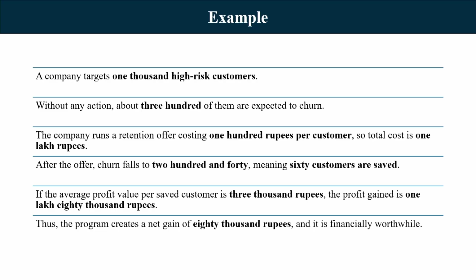After the offer, the churn falls to 240. Initially anticipated churn was 300, now the churn has fallen from 300 to 240, which means that we have retained 60 additional customers through these interventions. Now, we need to calculate the customer lifetime value of these 60 customers.